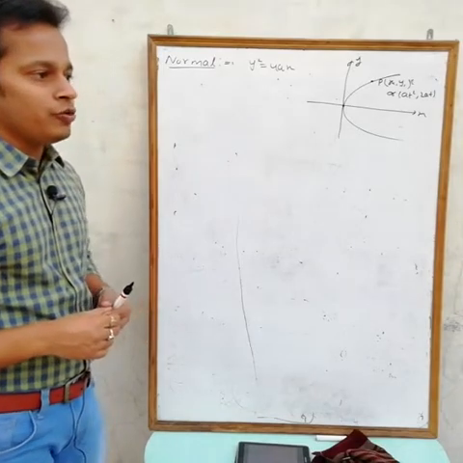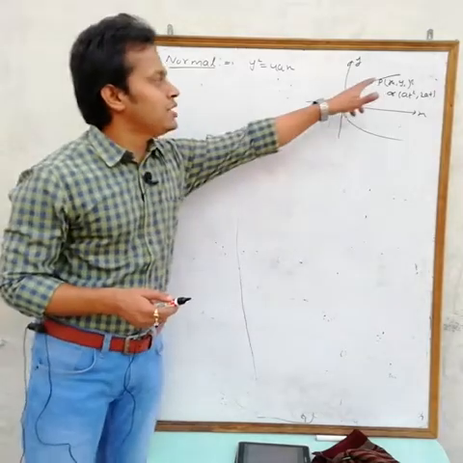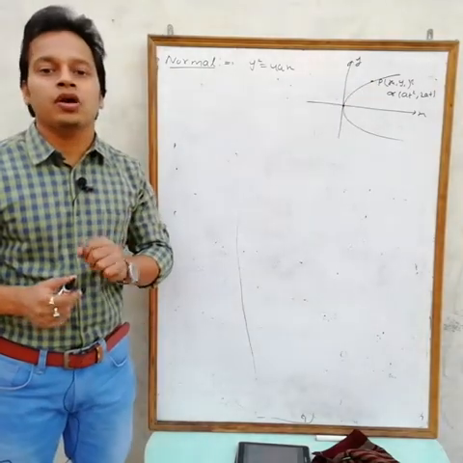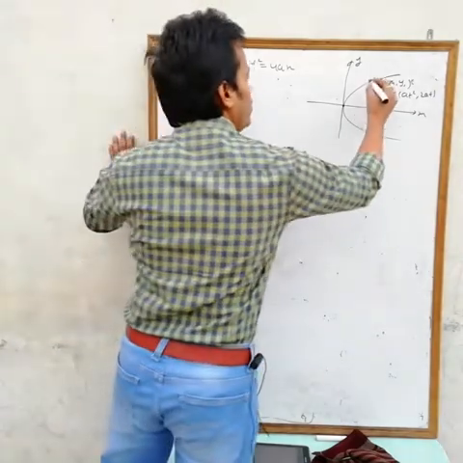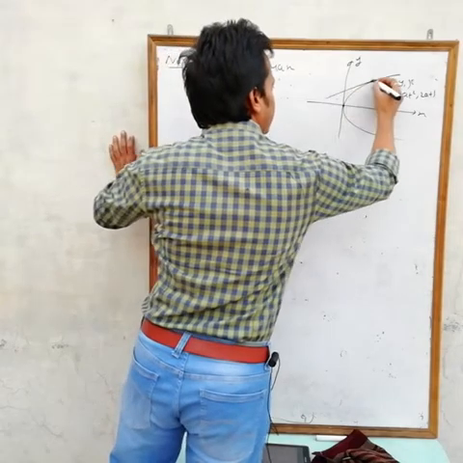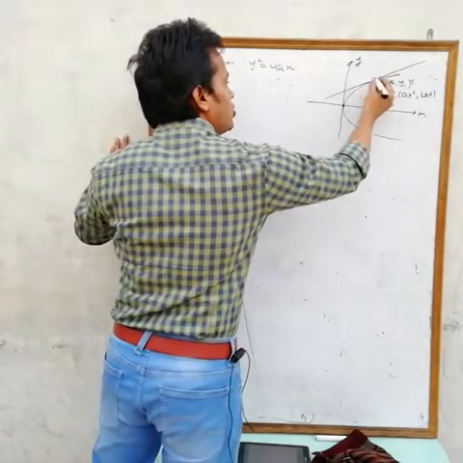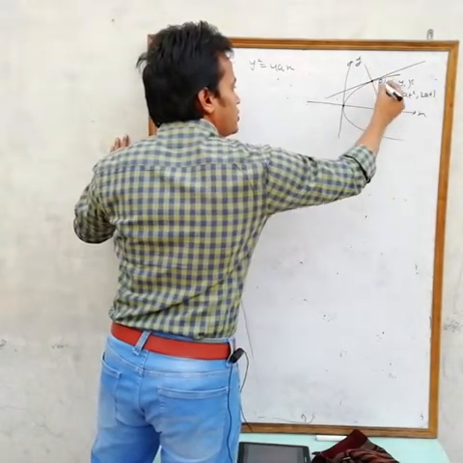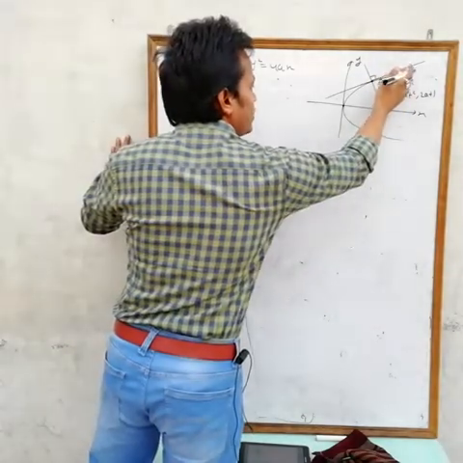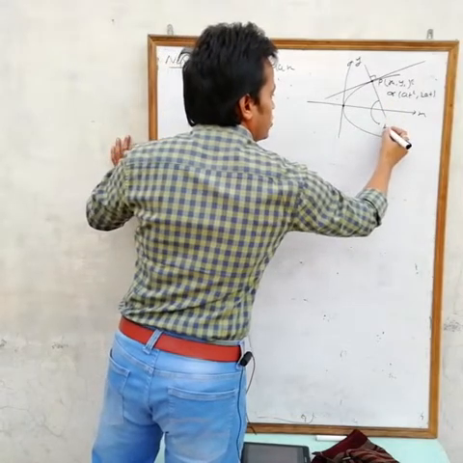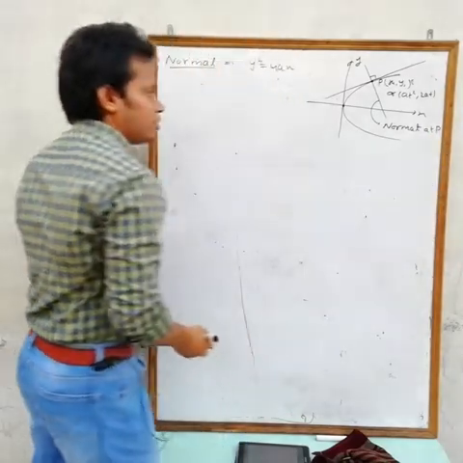how to draw the normal? Actually, the normal at any point is a line which passes through the given point and is perpendicular to the tangent at this point. So if you want to draw the normal, first we have to draw the tangent at P. Suppose this is the tangent at P, then any line which passes through P and is perpendicular to this tangent is known as the normal at P. Okay, this is the normal at P.